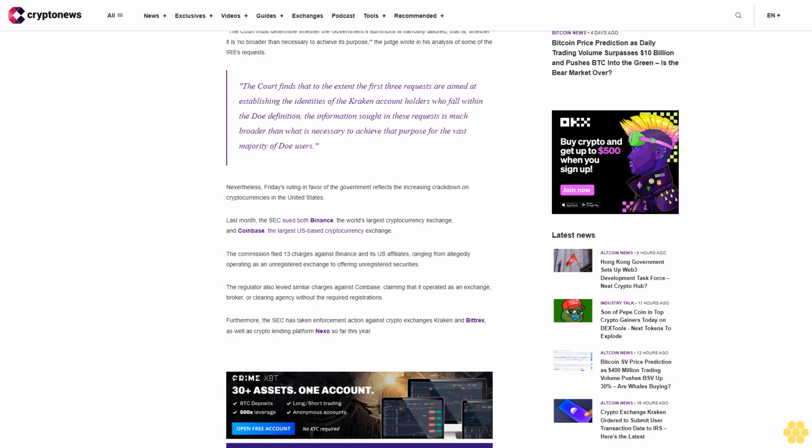Last month, the SEC sued both Binance, the world's largest cryptocurrency exchange, and Coinbase, the largest U.S.-based cryptocurrency exchange. The commission filed 13 charges against Binance and its U.S. affiliates, ranging from allegedly operating as an unregistered exchange to offering unregistered securities. The regulator also levied similar charges against Coinbase, claiming that it operated as an exchange, broker or clearing agency without the required registrations. Furthermore, the SEC has taken enforcement action against crypto exchanges Kraken and Bittrex, as well as crypto lending platform Nexo so far this year.